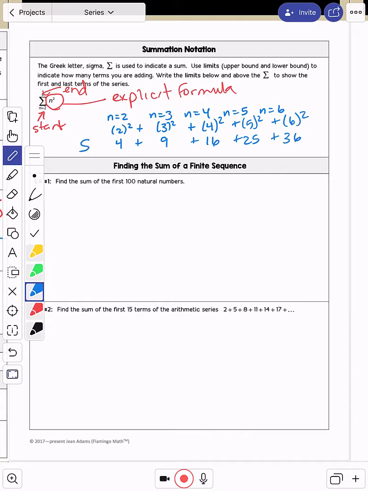So S sub n is going to equal 4 plus 9 plus 16 plus 25 plus 36, which is 90. All right, example number 2. Find the sum of the first 100 natural numbers.